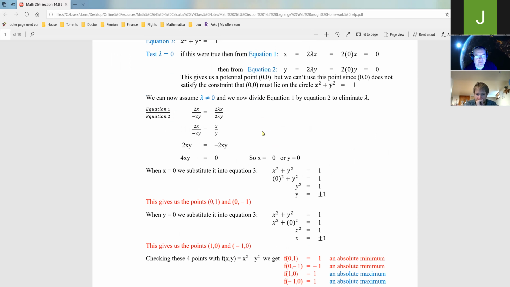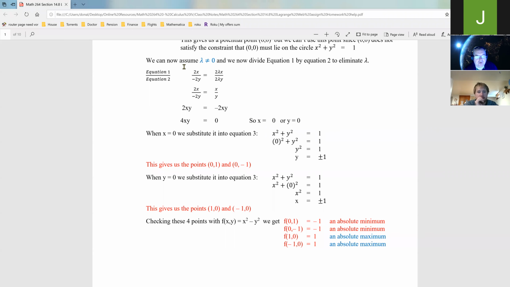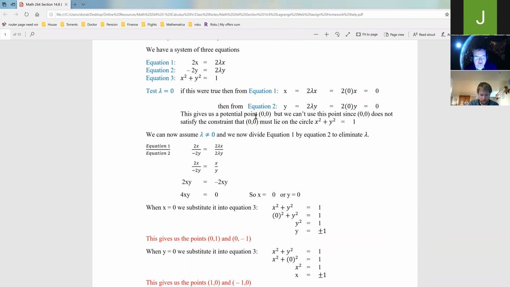So I then move on to phase 2. Let's assume lambda is not 0. We've already tested 0. Let's pretend it's not 0 now. And then I do this little trick. If you take equation 1 and you divide it by equation 2, do you see these 2 guys go here? These 2 guys go here.